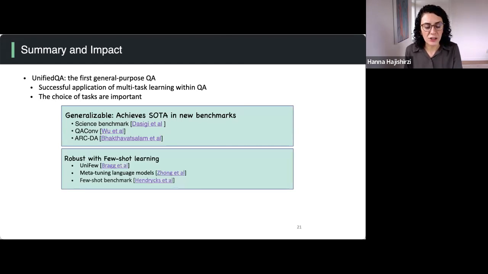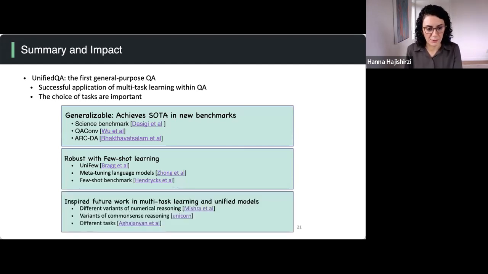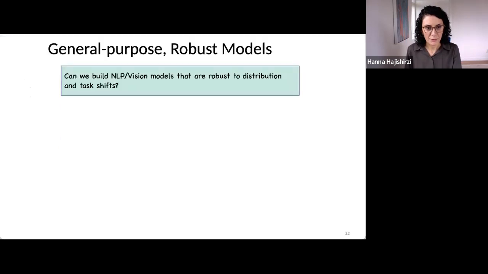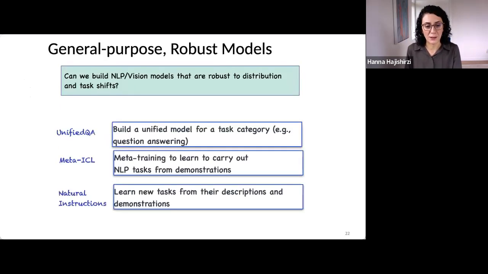Also, other researchers have shown that a similar method can be applied in other settings, for example, in few-shot learning. It has also inspired future work using similar types of multitask learning and building unified models, for example, in common sense reasoning. Okay, so these results are great. Now, we want to show our newest work, which is how we can use meta training to generalize beyond one specific task.